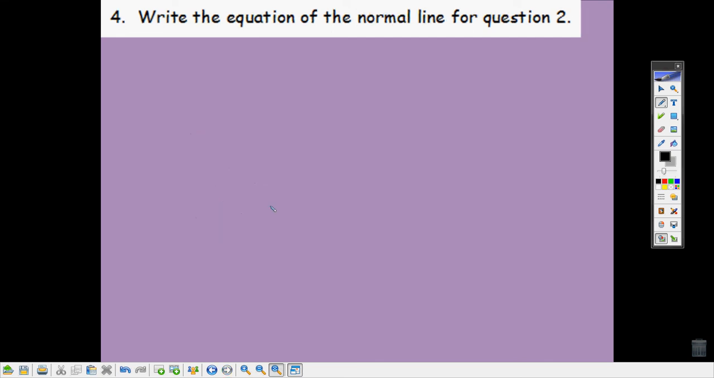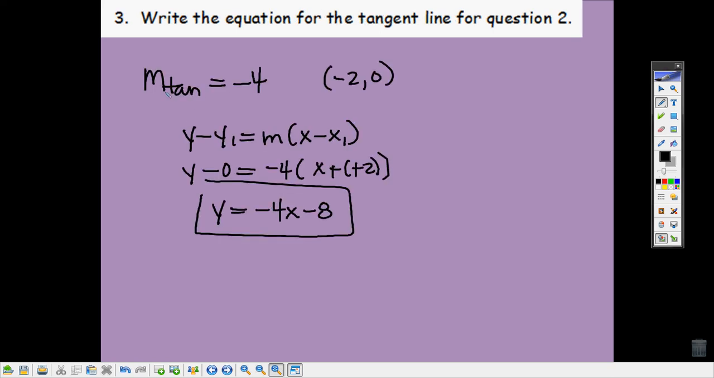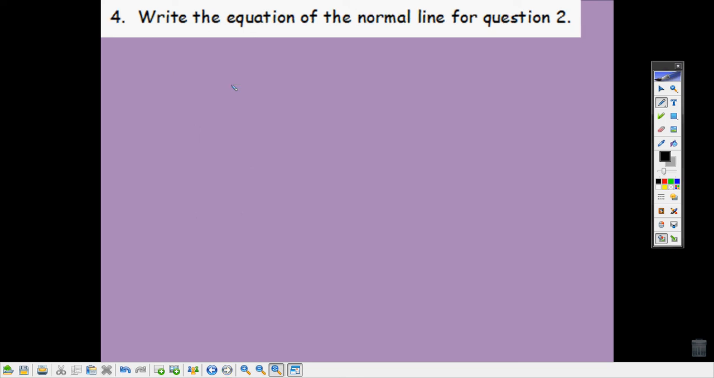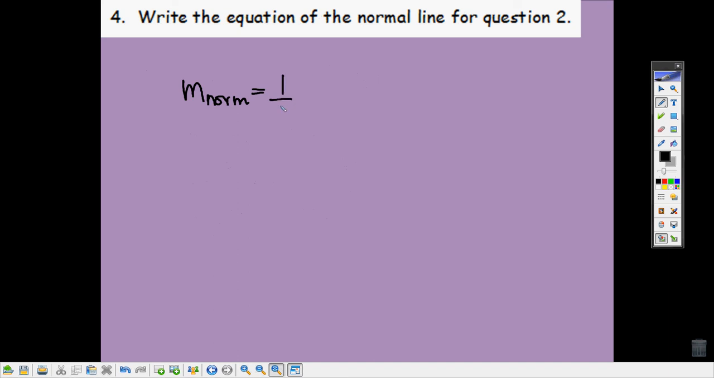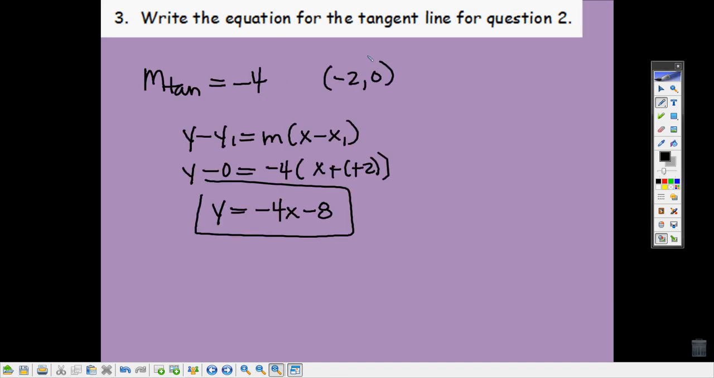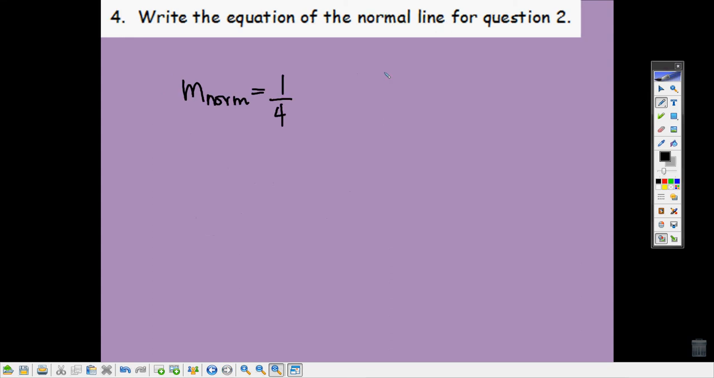The next question says to write the equation for the normal line. So the only thing you have to remember here is that the normal line is perpendicular to the tangent line at the point of tangency. So if I know that the slope of my tangent line is negative 4, then the slope of a line perpendicular to that would be the opposite reciprocal. So that means the slope of my normal line would have to be a positive 1/4. Now the tangent and normal line have to pass through the same point, negative 2, 0.